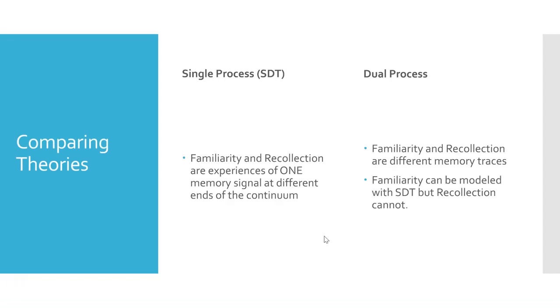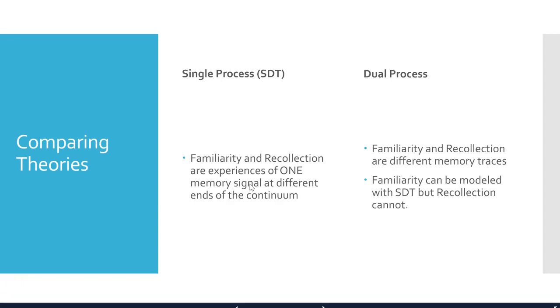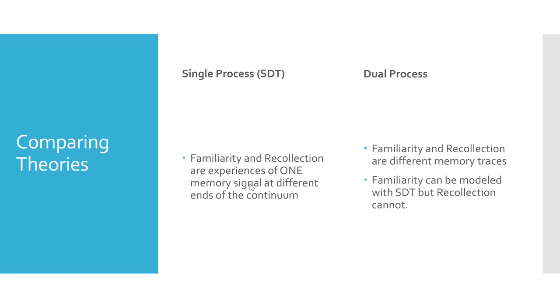So the idea here to compare these two theories: the single process view, which signal detection is, means there's only one memory trace. So familiarity and recollection happen, but they're experiences from one memory signal at two different ends of the continuum. That's the crux of the idea behind single process views.